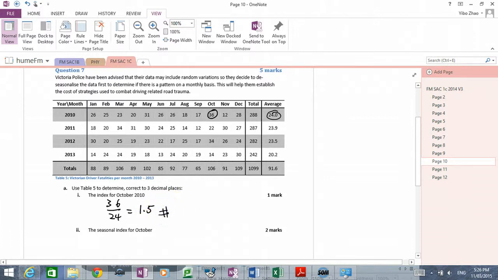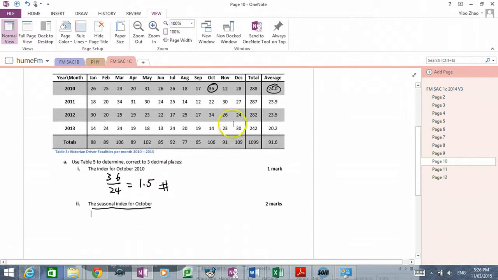Okay, done. Now the next one, I need to find the seasonal index for October. Just remember, for seasonal index, we need to find the index of all Octobers for each year and add them up, divided by 4. Basically, the average of all the index in October of different years. So for 2010, it's going to be 1.5.